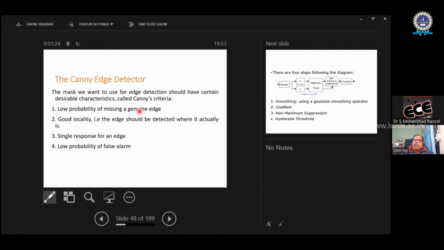Sometimes these image processing methods can miss genuine boundaries. They may pick up wrong pixels as boundaries. So he wants that. Also, false alarm means non-edge pixels reported as edge pixels. So that probability also should be low. Missing genuine edges, probability should be low. And you should get sharp single pixel edges, okay? And at the correct location where the boundary is, it should not be displaced.